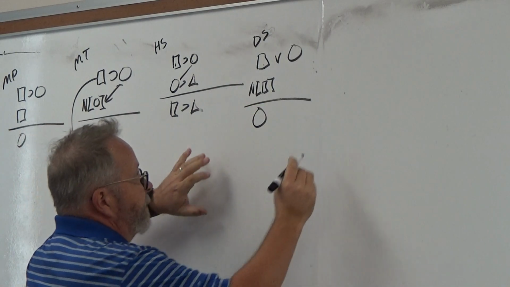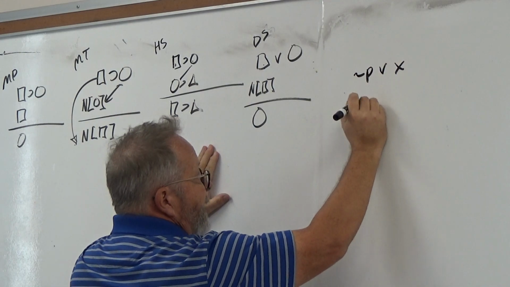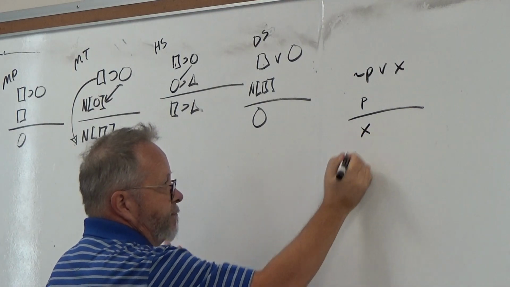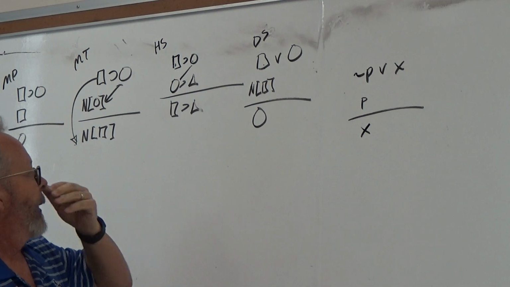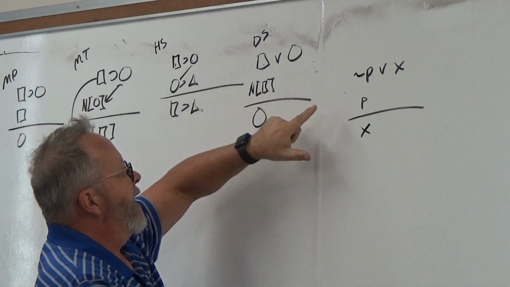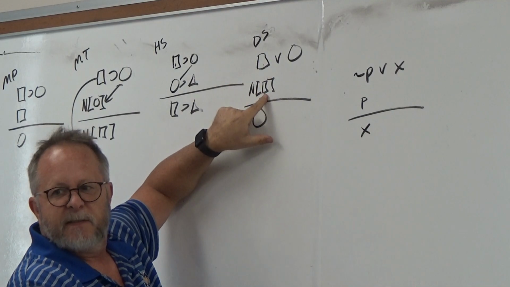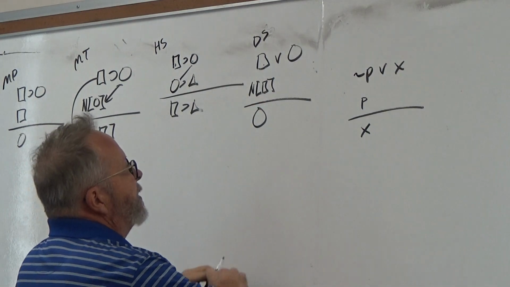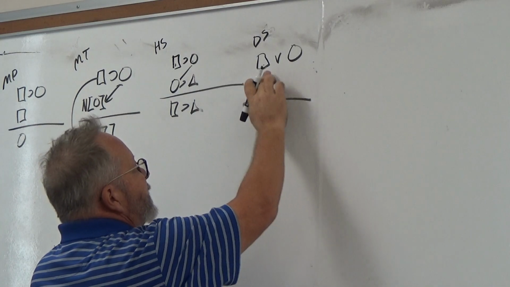So look, suppose I have not P or X, and I have P, what do I get? X. Yes. Everybody see that? Okay. And these could be big old expressions, so long as I have the opposite of the first disjunct, I can do it. Now, you might want to get the first disjunct.